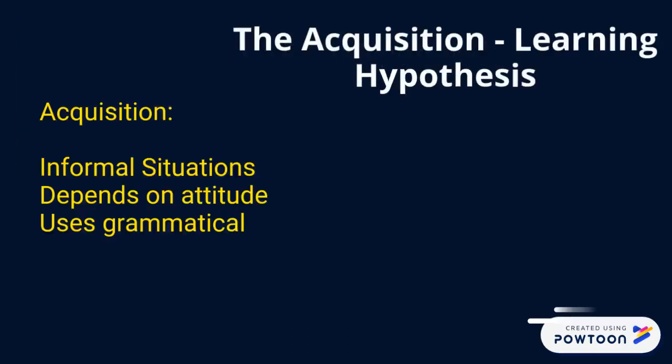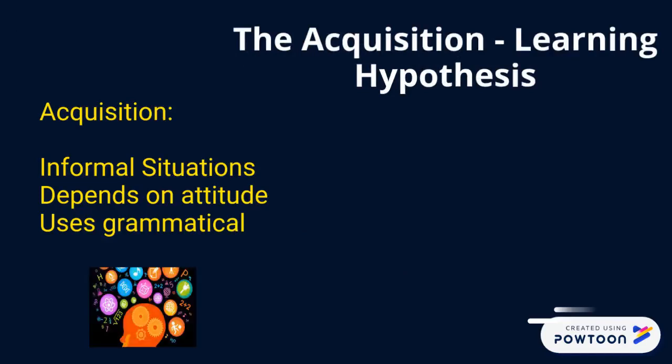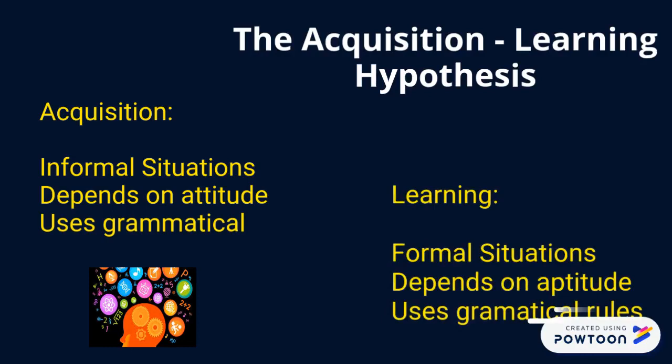The acquisition-learning hypothesis. Acquisition, a product of a subconscious process, is very similar to the process children undergo when they acquire their first language. Learning, a product of formal learning, comprises a conscious process which results in conscious knowledge.